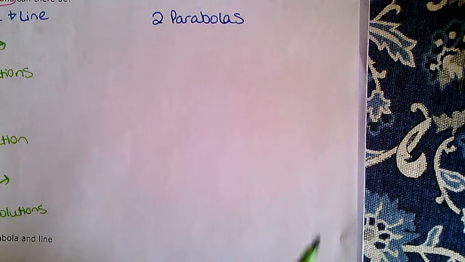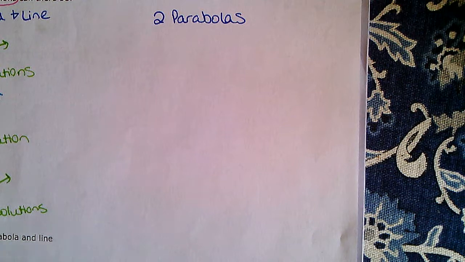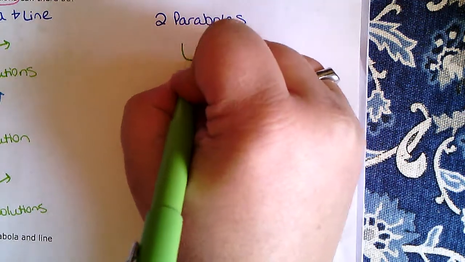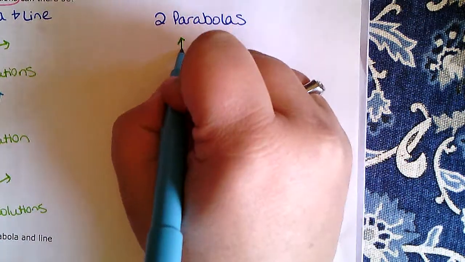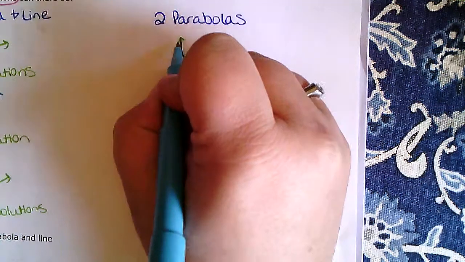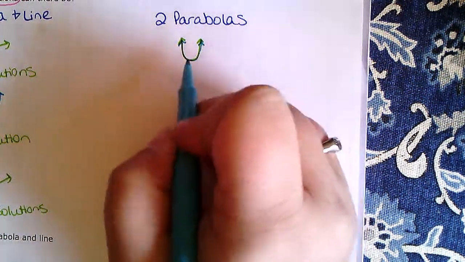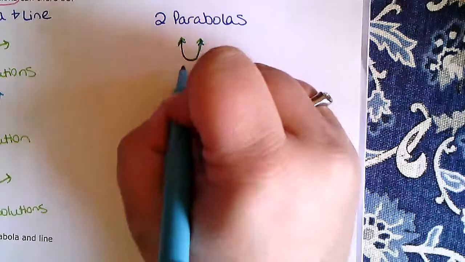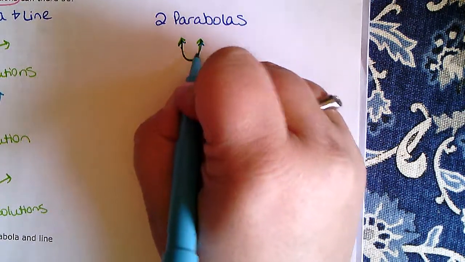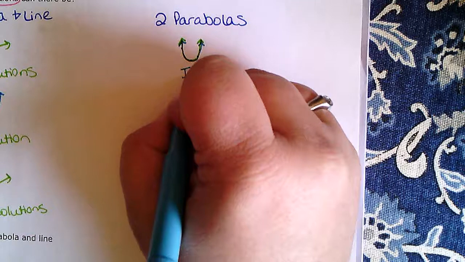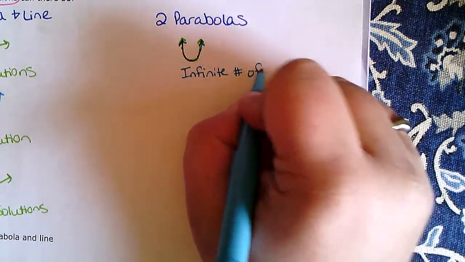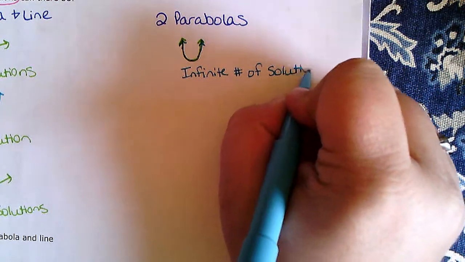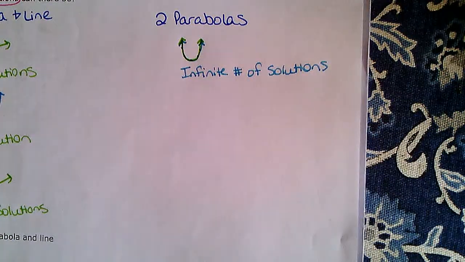Now over here, when I have two parabolas, there's a little bit different stuff going on. If I've got a parabola, here's my U, and I have another parabola that's the same parabola, so they are one on top of each other, they are intersecting every single place that they exist. So this has an infinite number of solutions. If they are the same parabola, they have an infinite number of solutions.